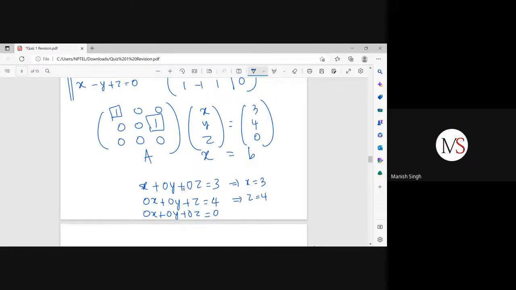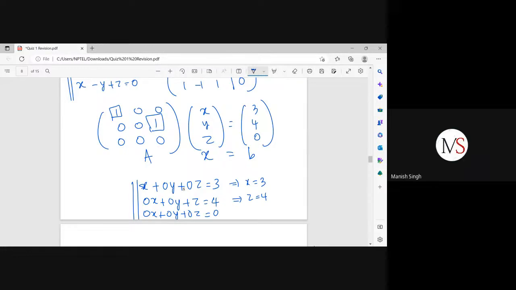You see, from here, the bottom, when you were solving the equation, you said x equals 3. Yeah. Z equals 4, right? Right. And what is y? Y is independent. I cannot get the value of y from this because none of the equations contain y. So there is no way I can determine the value of y.